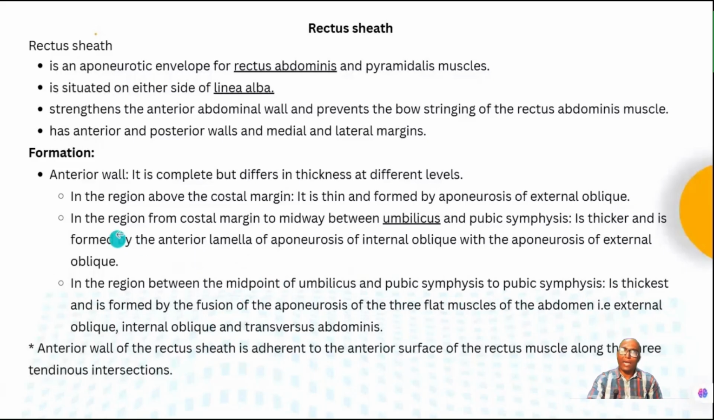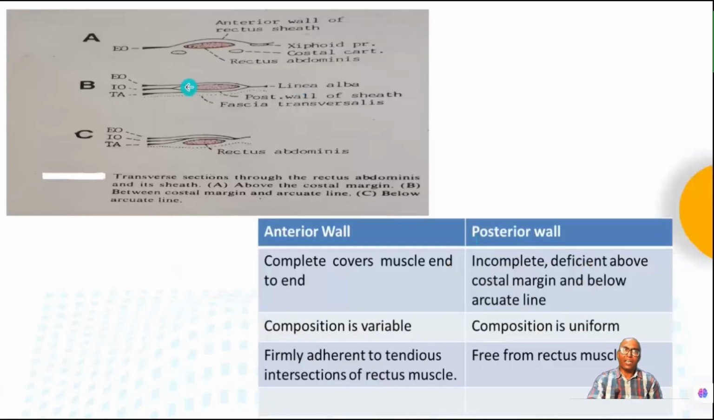While in the middle region, what happens? The internal oblique gets split into two, anterior lamina and posterior lamina. The internal oblique will split into two, the anterior lamella and the posterior lamina.